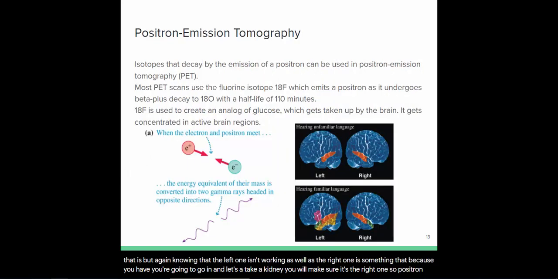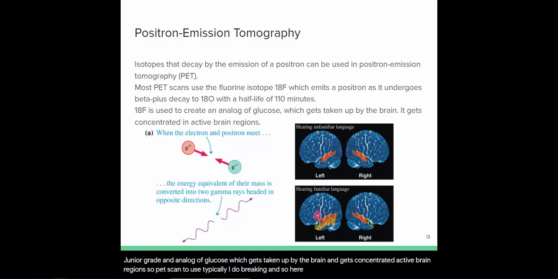So positron emission tomography, PET, which I mentioned earlier. Most PET scans use a fluorine isotope, fluorine-18, which emits a positron as it undergoes beta plus decay to become oxygen. It has a half-life of 110 minutes. Fluorine-18 is used to create an analog of glucose, which gets taken up by the brain and gets concentrated in active brain regions. So PET scans are used typically on your brain.